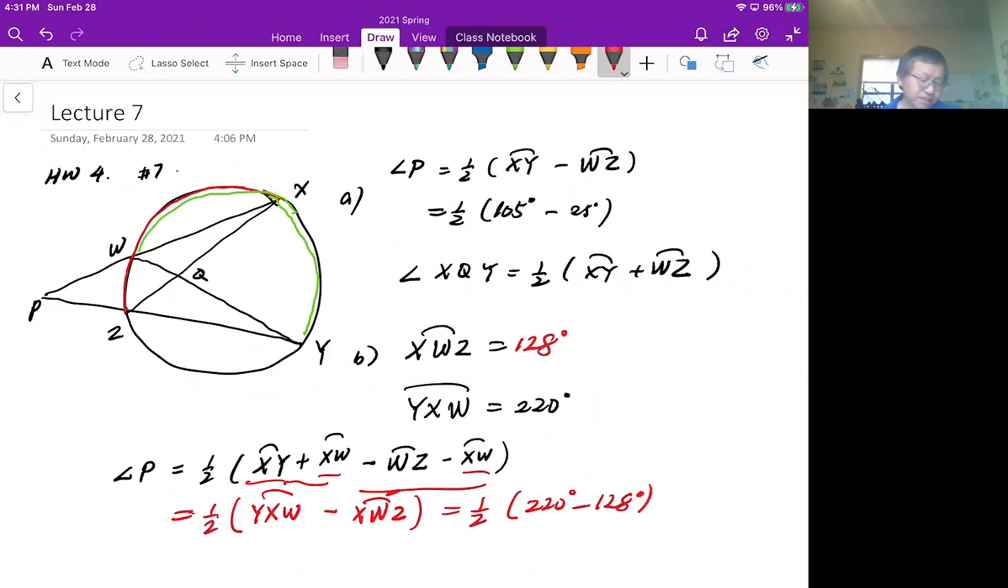Right. Part C is a similar way. It's quite similar with that. So basically, you add something and subtract something. Okay, so that's a homework problem.